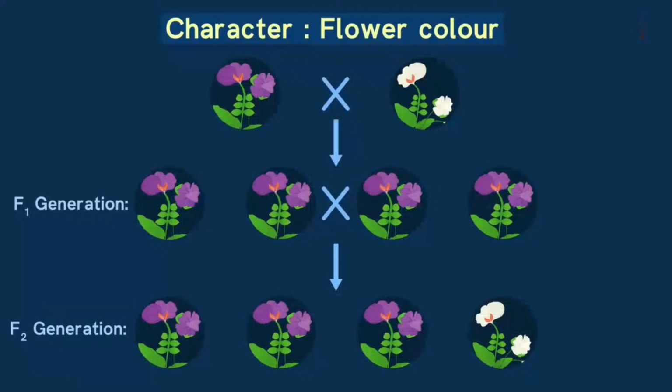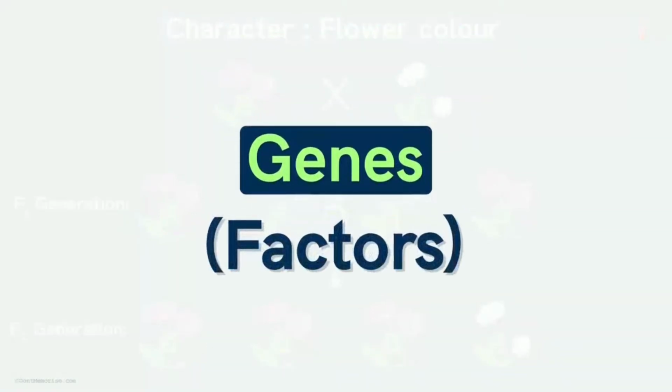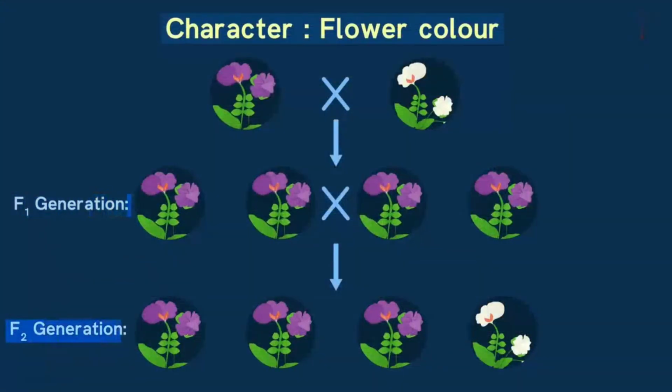With this, he concluded that characters are passed from one generation to the other. With the current knowledge we have, we know that this is due to the passing of genes. However, it was not known back then. Mendel named these as factors. So it was believed that there are factors which carry these traits from one generation to the other.